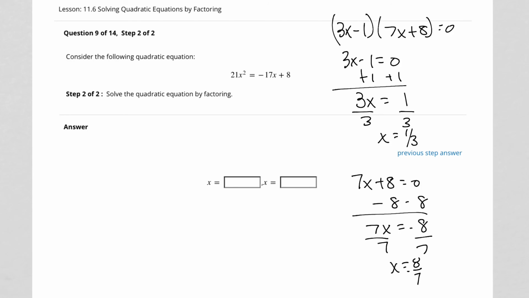And let me clean that up a little bit because I didn't write it very clear. X equals negative 8/7. So my solutions are 1/3, negative 8/7.